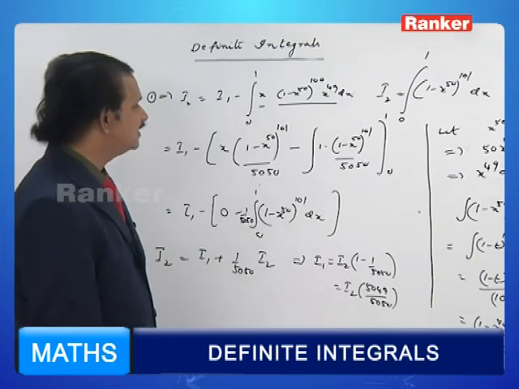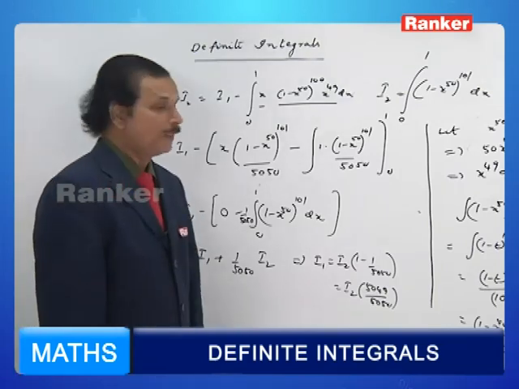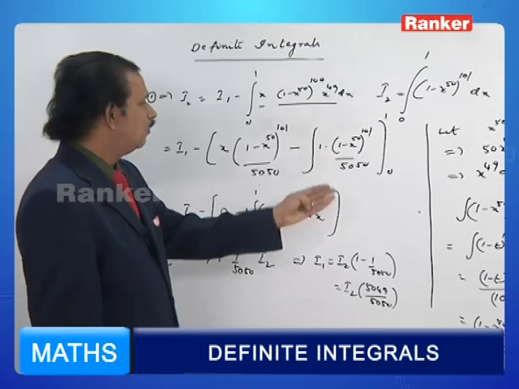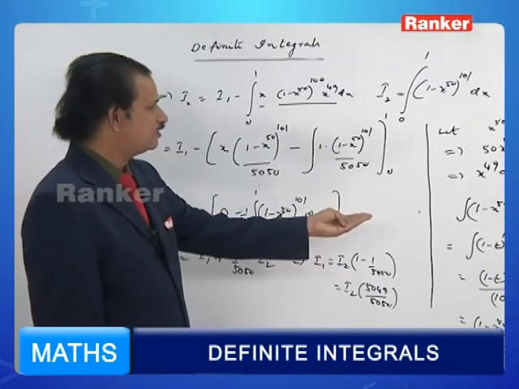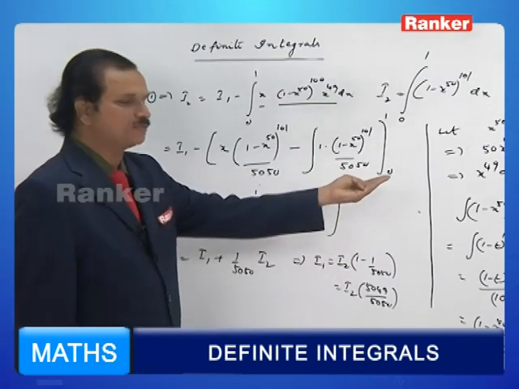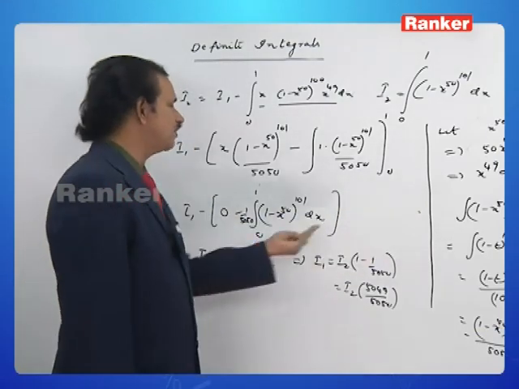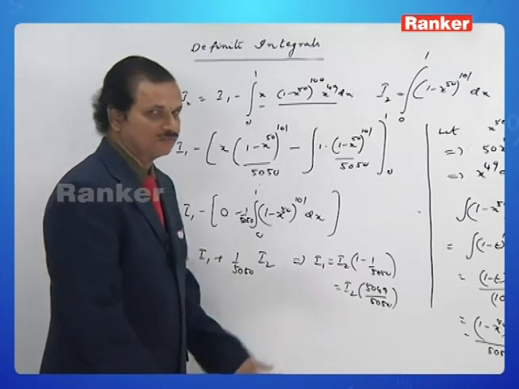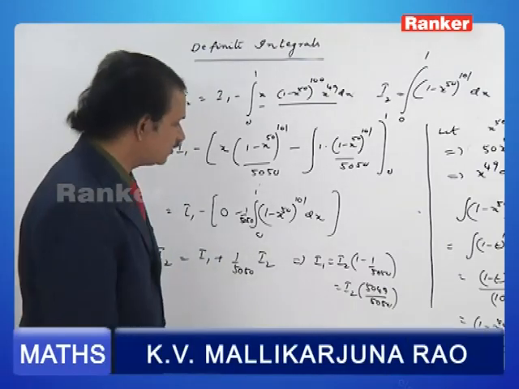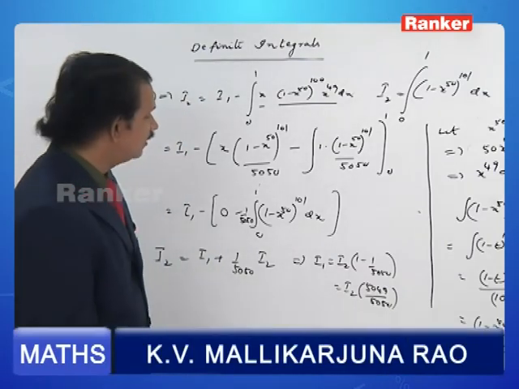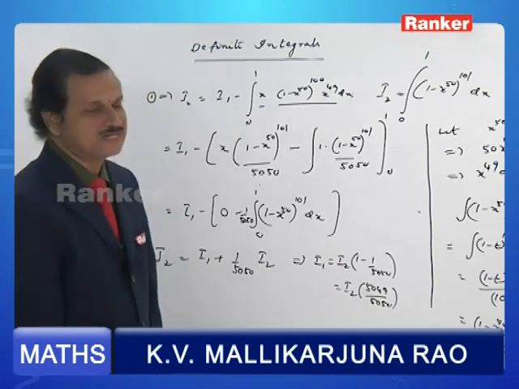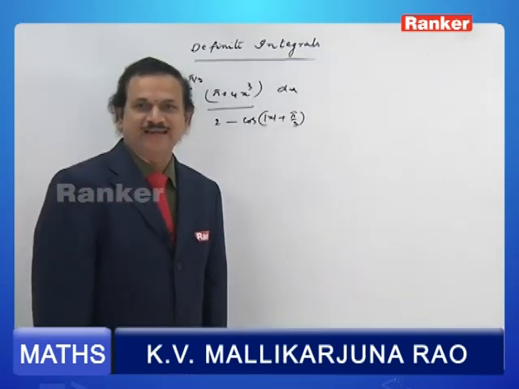So in this simplification, you are supposed to have (1 minus x to the power of 15) whole to the power of 100 into x power 49 dx in the beginning itself, and we make use of that here. This is the matter. So what is I1 by I2? 5049 by 5050. That is it. Let us now consider the next problem.